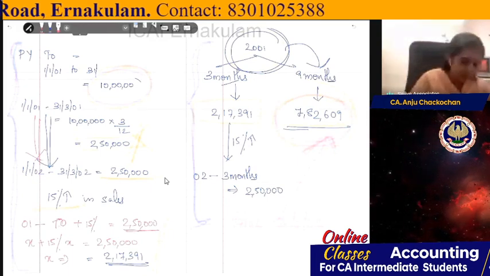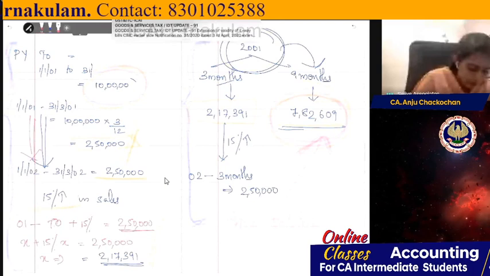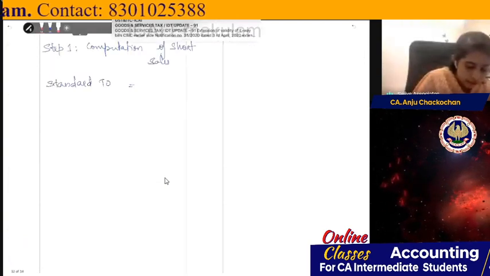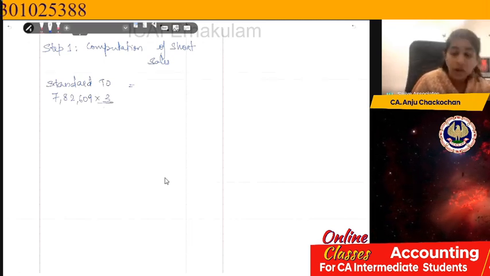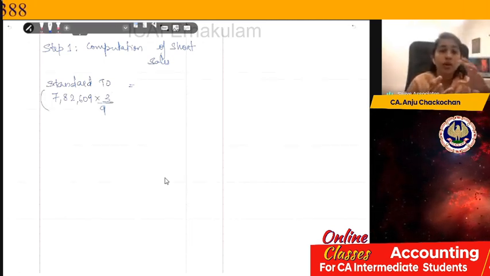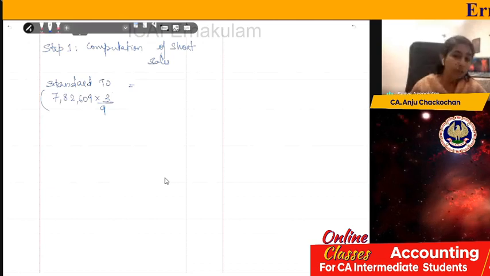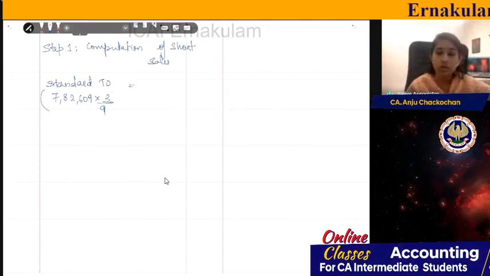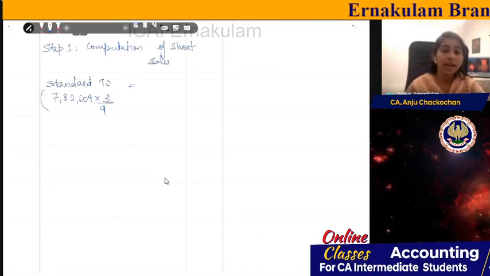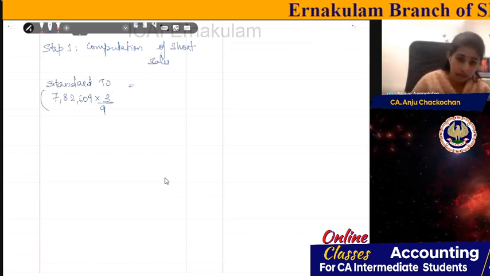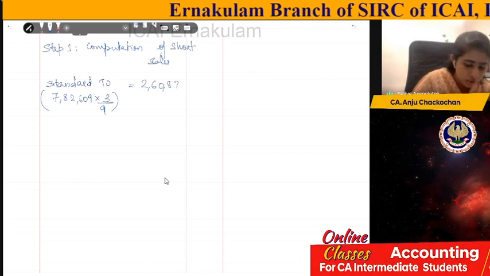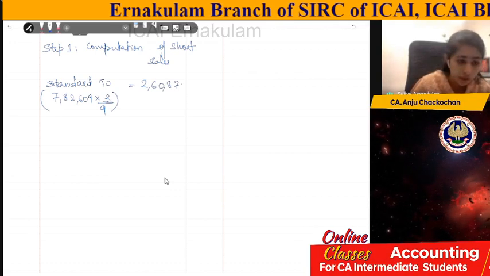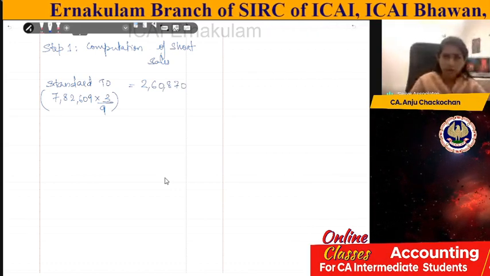So our standard turnover will be 7,82,609 into 3/9, because that 7,82,609 relates to a 9 month period. So we need a 3 months turnover. So 7,82,609 into 3/9, you will get the standard turnover. Just use your calculators. 2,60,870 will be your standard turnover.